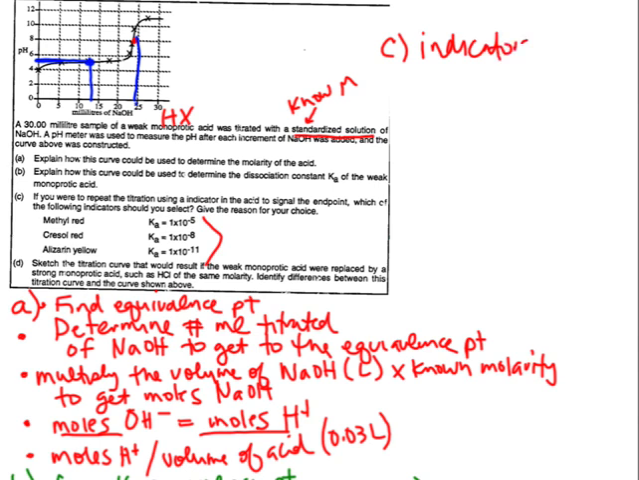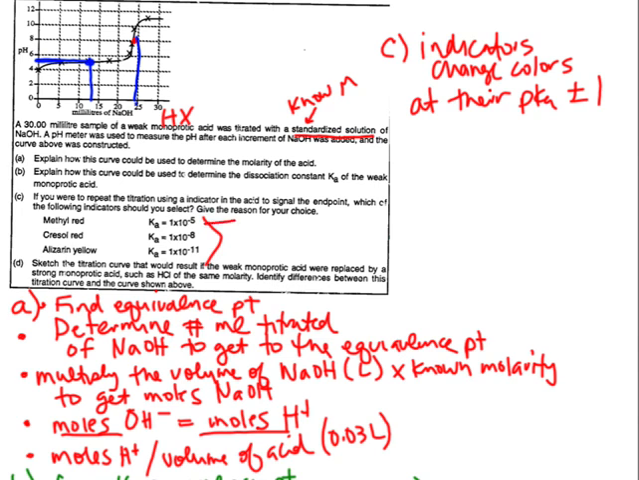Indicators change colors at their pKa plus or minus 1. Okay, and if you're listening to this video before we've done the indicator lecture, know that we're going to talk about why. But just realize that indicators are going to change color at their pKa. They themselves are weak acids and bases.